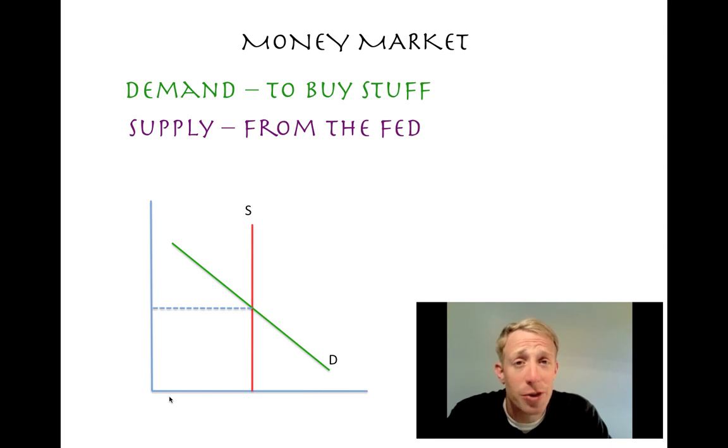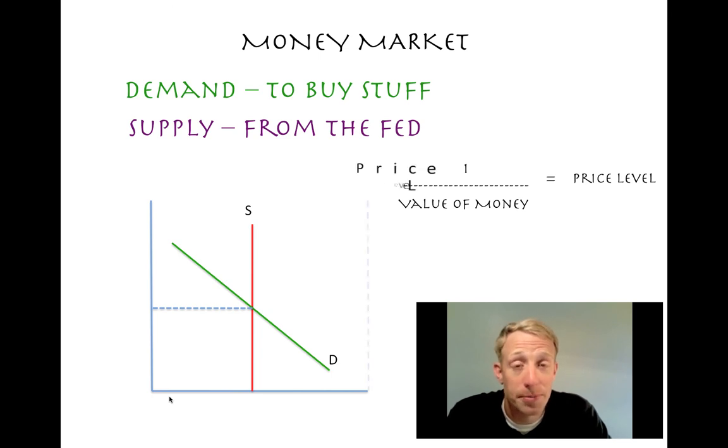Now, what's interesting about this particular market is that the value of money has a reciprocal value. In other words, if we take 1 divided by the value of money, that number is quite important. That number is referred to as the price level. We're going to put the price level over here on the right-hand side of our graph.